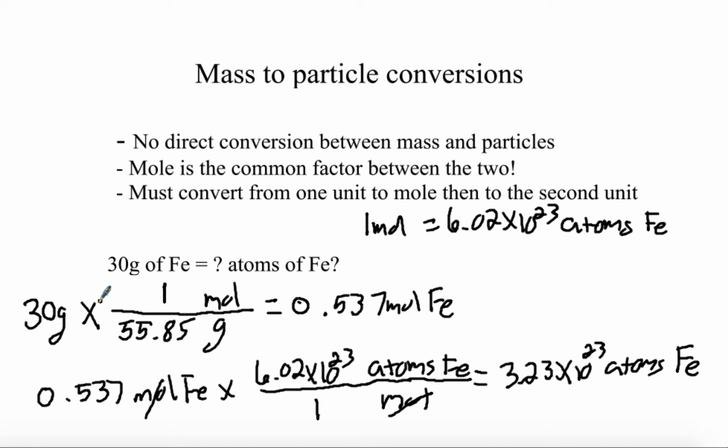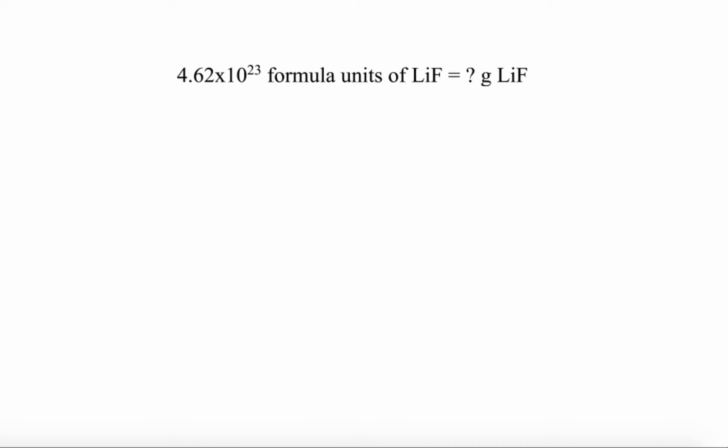So it took 2 steps here. We had to convert our grams into moles and then our moles into atoms. Again, moles is that bridge. It is the middle point that we have to get to if we want to convert these two things together. Now let's do one going the other way. We have 4.62 times 10 to the 23 formula units of lithium fluoride, and I want to know how many grams of lithium fluoride that is. Again, there is no direct link between formula units or particles and mass, so we're going to need to find moles as our midpoint.